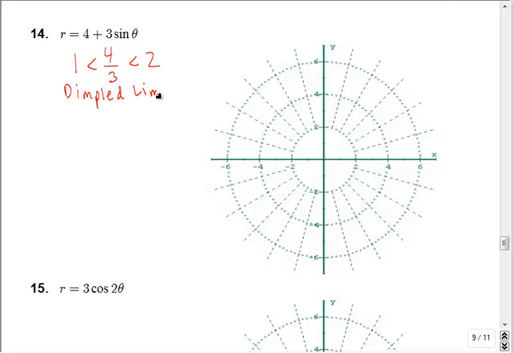And if you look at our equation here, this has a positive sine theta, and so this means this is going to point upwards towards that positive y-axis. So you want to predict in advance what your graph should be looking like before you even start plotting any points.